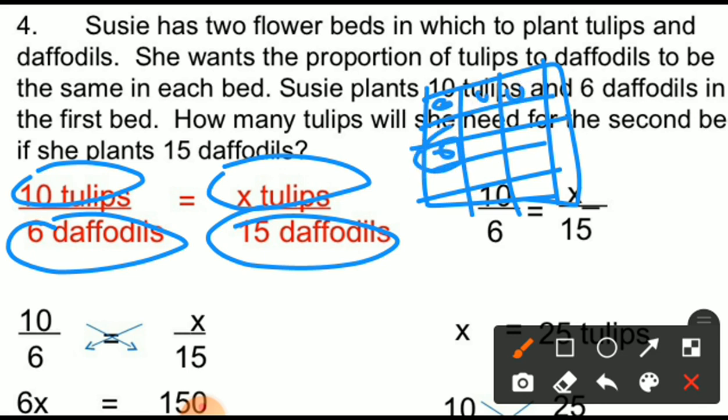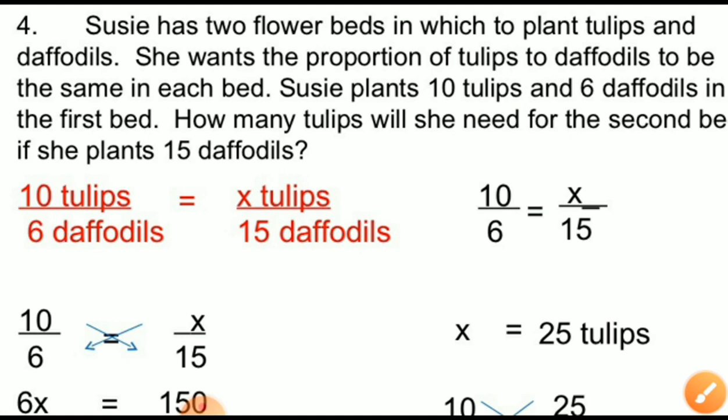ये बेड कहते हैं. स्मॉल पार्ट ऑफ द फिगर्स. Here you are keeping the tulips, here you are keeping the daffodils. Isn't it? So bed बोलते हैं, B-E-D bed. B-A-D bed no, B-E-D bed. Is it clear? So 10 upon 6 is equal to x upon 15. We are going to find the variable x, unknown number. कितने tulips हमको डालना है वो ढूंढने का है.